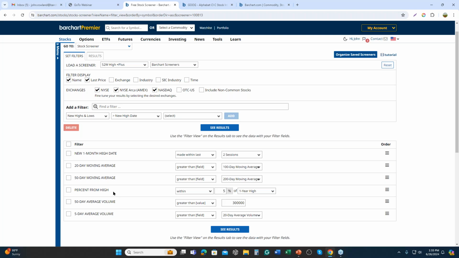So within 5%, I think, is a very manageable number. Anytime you get a little bit higher than that, you're going to get a lot of candidates. If you want to narrow this down, let's say 2 or 3%, I mean, that would be fine as well.